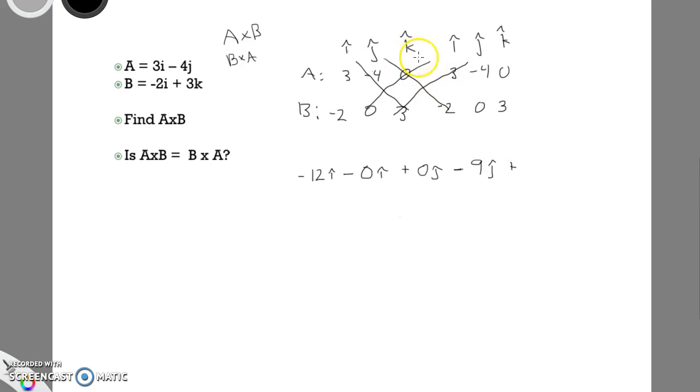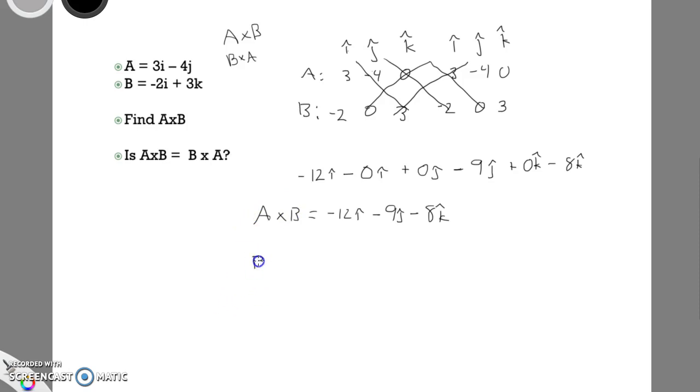Okay, and then finally, for k, 3 times 0, or 0k, minus negative 4 times negative 2k. Negative 4 times negative 2 makes positive 8, and so this is minus positive 8. Okay, so we simplify, get rid of the zeros. We have negative 12i minus 9j minus 8k. And this is equal to A cross B.